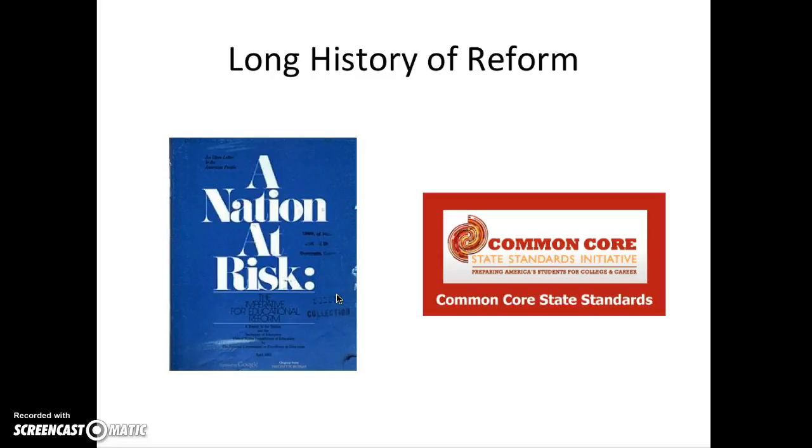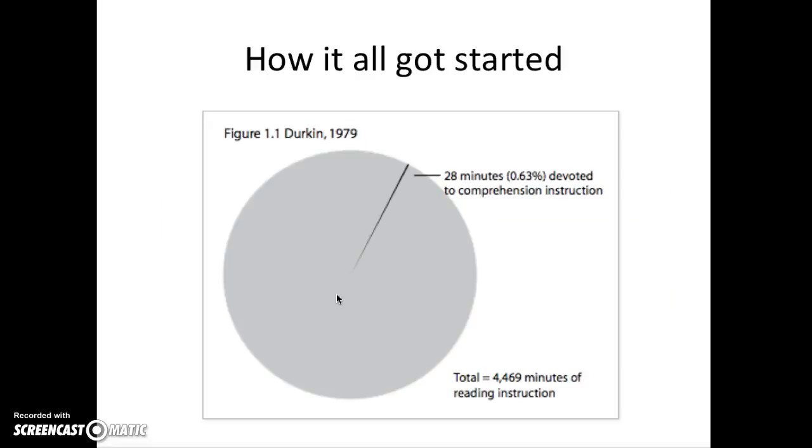But really, the history starts in the early 80s, and I'll talk a little bit about the prehistory of that in a second, of where we're at and just in terms of trying to build towards this idea of what schooling should be in 2016. So let me talk about one of the things that precipitated A Nation at Risk. And it was a study done by this woman, Betty Durkin, in 1979.